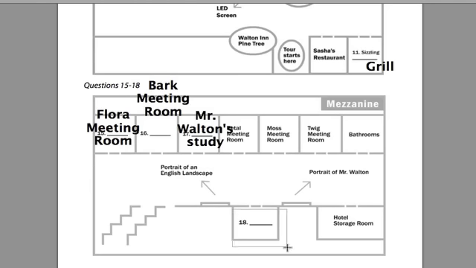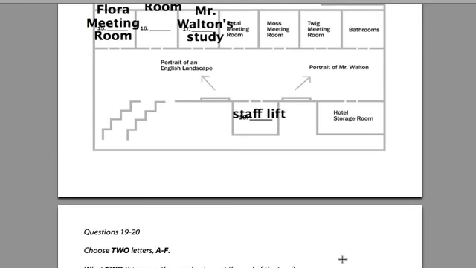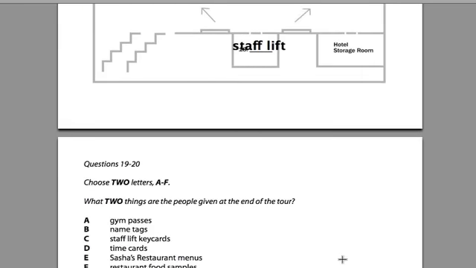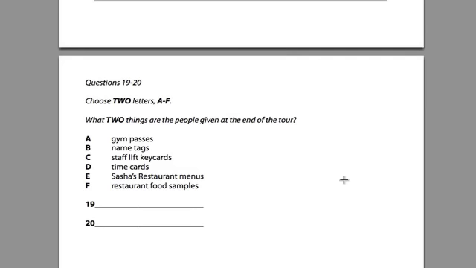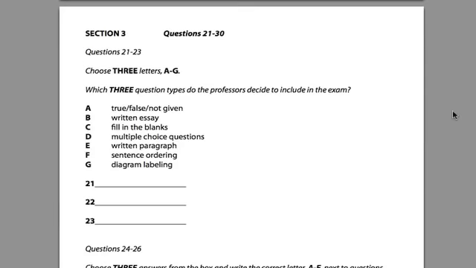Here we have the staff lift. And he says that everyone will get a key card for the staff lift. And then he says going down to try some samples at Sasha's restaurant. So the correct answers here would be staffed lift key cards, letter C, and F, restaurant food samples. This is where they're not getting menus, they're getting samples. Okay, so C and F were the correct answers. Okay, let's proceed to the next section.